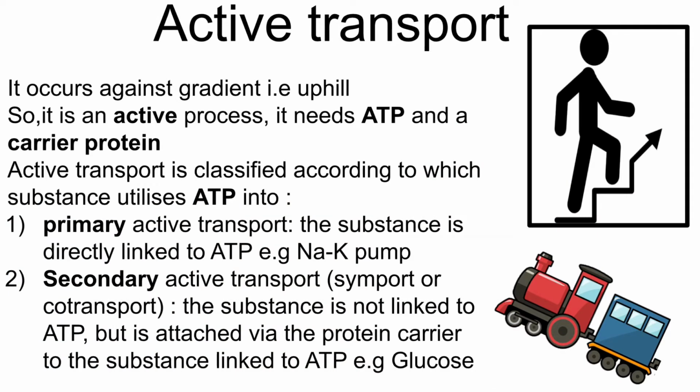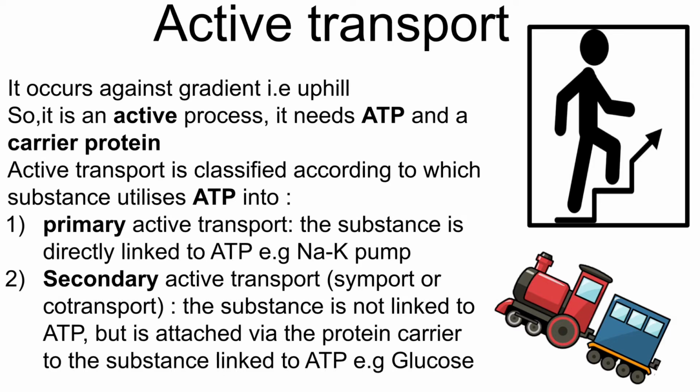Active transport occurs against gradient, which means uphill. So it is an active process. It needs ATP and a carrier protein. For simplicity, imagine someone going up a flight of stairs. He needs energy. Active transport is classified according to which substance utilizes ATP into two types.